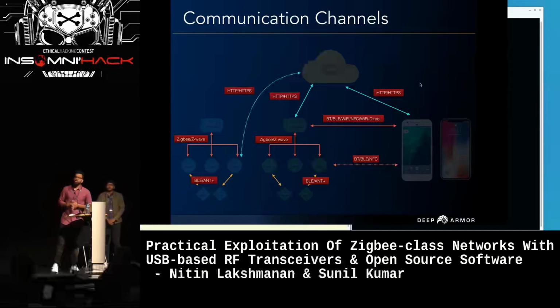So let's talk more about the communication channel and the issues there. This is the blueprint of how communication happens in an IoT product. You can see there are multiple protocols involved across the components. It can be the HTTP protocol between cloud and gateway, cloud and mobile, or Bluetooth BLE between the mobile and the gateway.